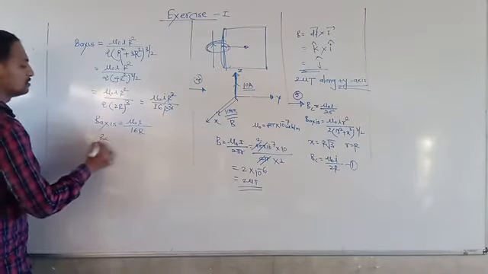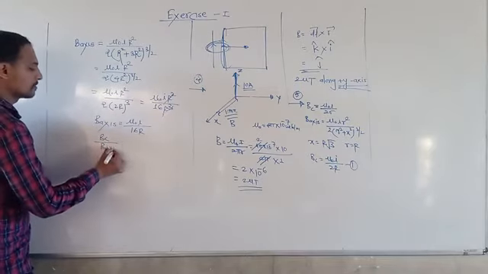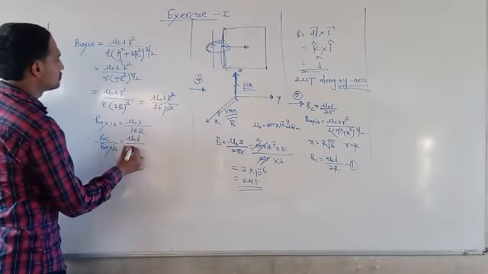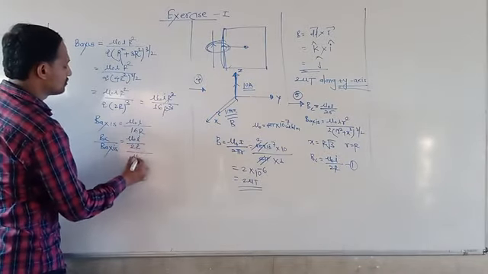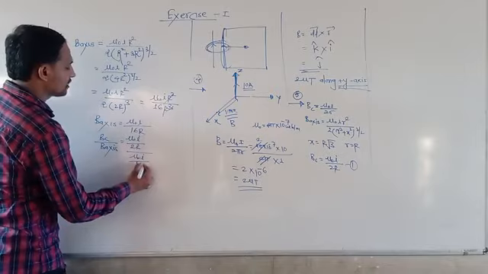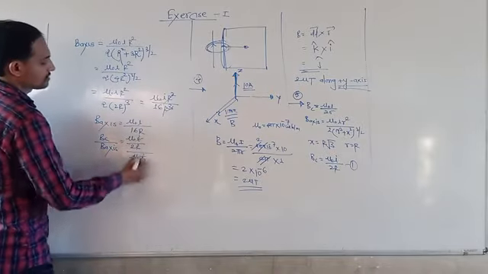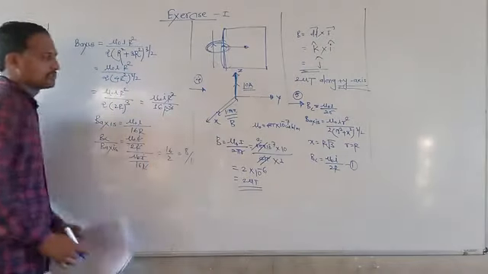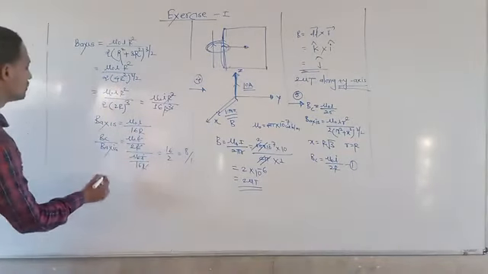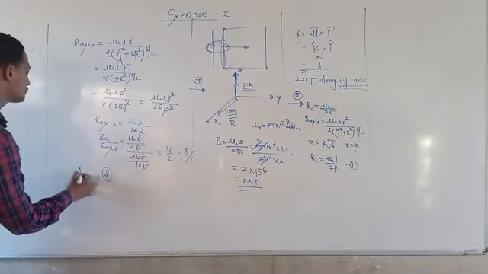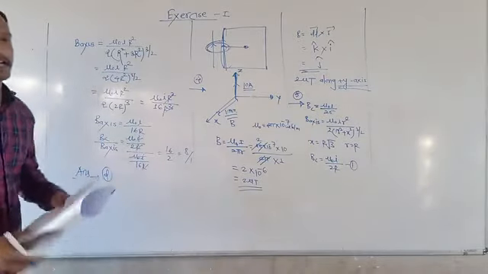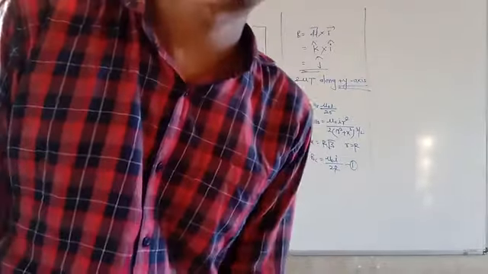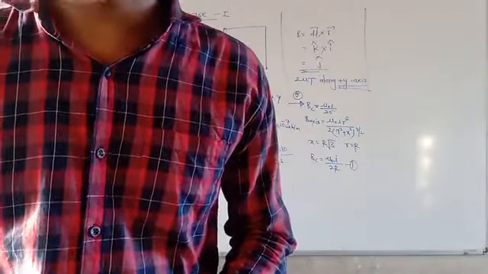So B center to B axis is mu 0 I upon 2r divided by mu 0 I upon 16r. Mu 0 gets cancelled, r gets cancelled. 16 upon 2 means 8 is to 1. So option D is correct. The answer is option D. Next problems we will discuss in our next video. Thank you.